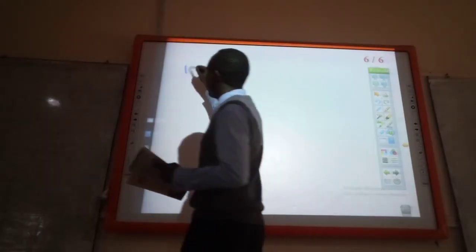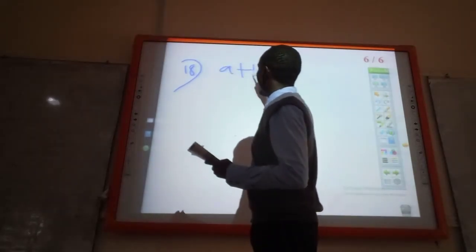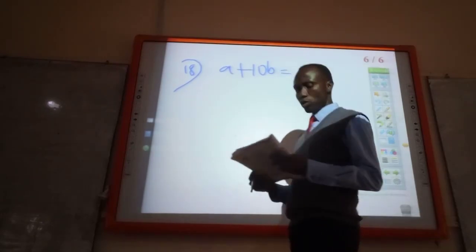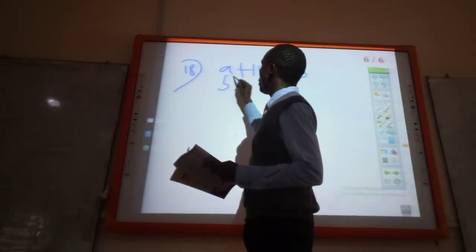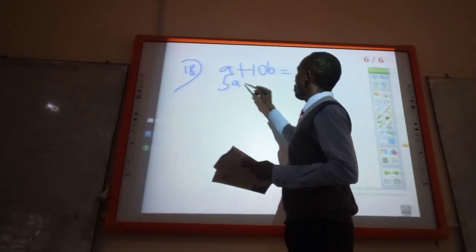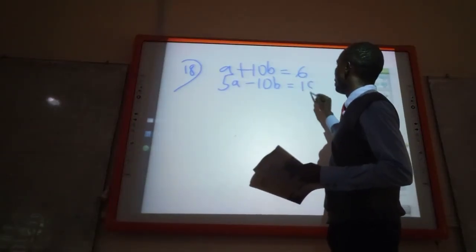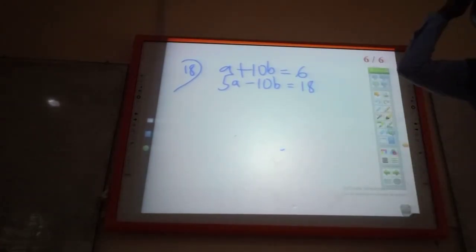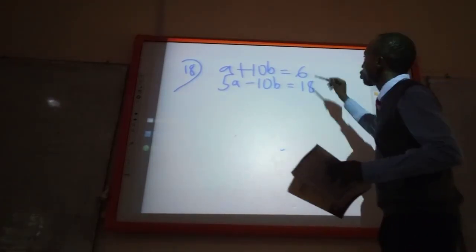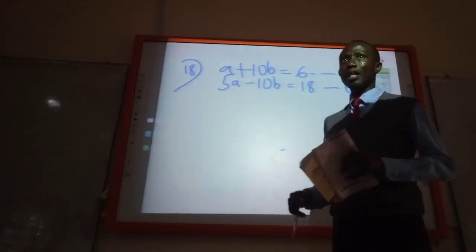So the last question, which is number 18. Solve the equation a plus 10b equal to 6 and 5a minus 10b equal to 18. And they now wrote something: simultaneously. That we solve them simultaneously. That means these two equations are simultaneous equations and they have the same solution. Is that clear? Yes, sir.